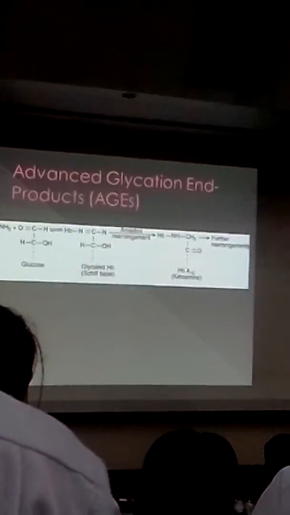Now I'm sure you've read about advanced glycation end products. You know the difference between glycation and glycosylation. It's stated in Harper, right? What's the difference? Two answers. I'll give you two free answers. Glycosylation is enzymatic and glycation is not enzymatic.